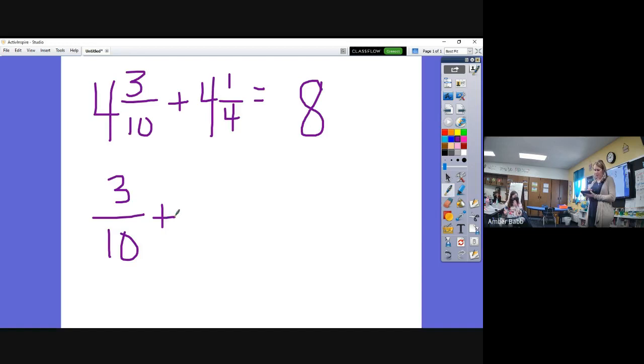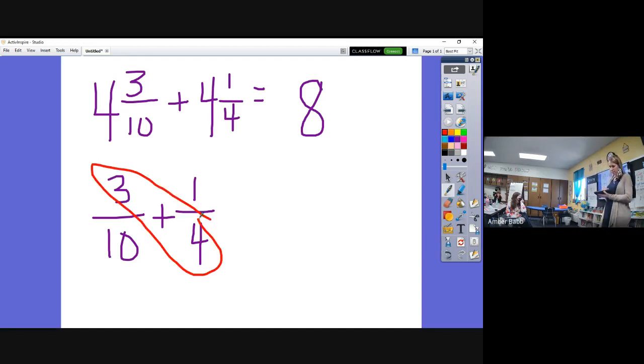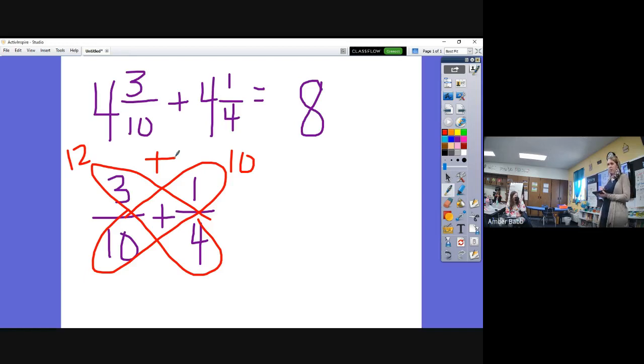So I'm gonna bring my fractions down here and I want to butterfly them. So Jason, are you with me? Yes. 4 times 3 is gonna be 12, 10 times 1 would be 10. Now I go back to adding, okay? Now I add those two numbers, 22, and then I multiply my bottoms, 40.